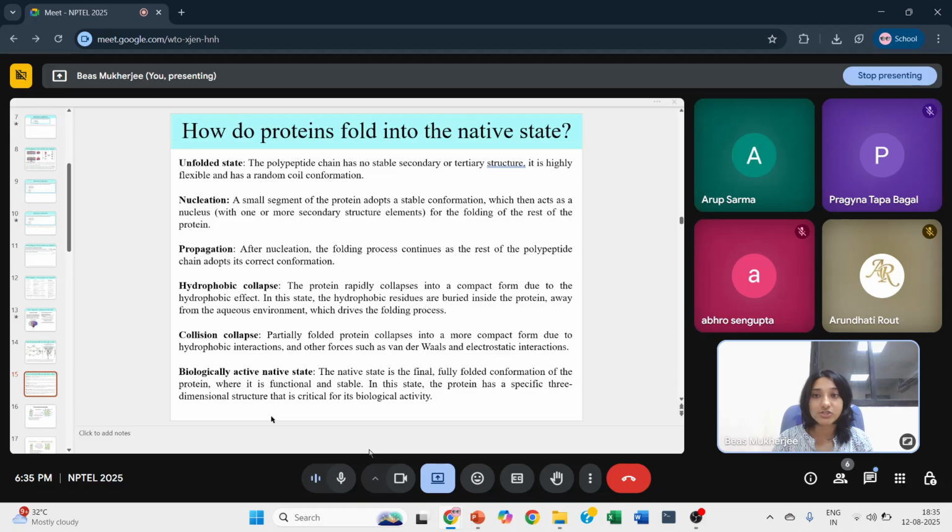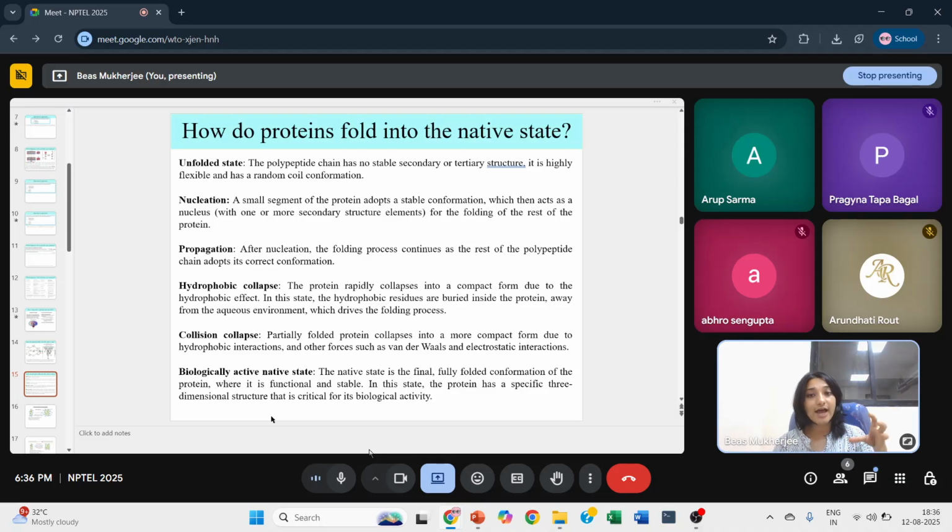Then there is propagation. After nucleation, the folding process continues as the rest of the polypeptide chain adopts its correct conformation. Then there is hydrophobic collapse. This is the most important one. This is the central reason your proteins get folded so easily, right? Hydrophobic collapse means the protein rapidly collapses into a compact state due to the hydrophobic effect.